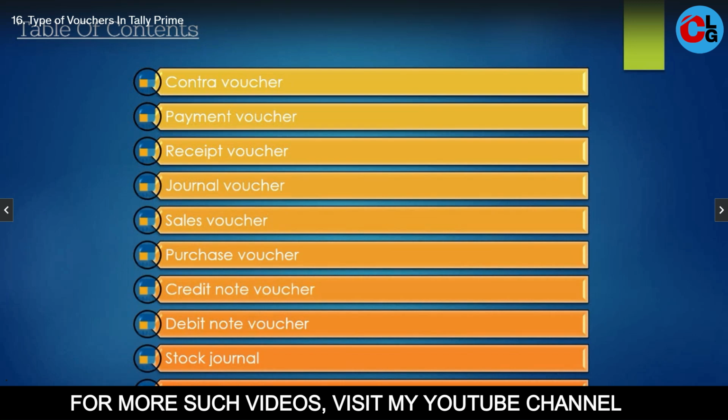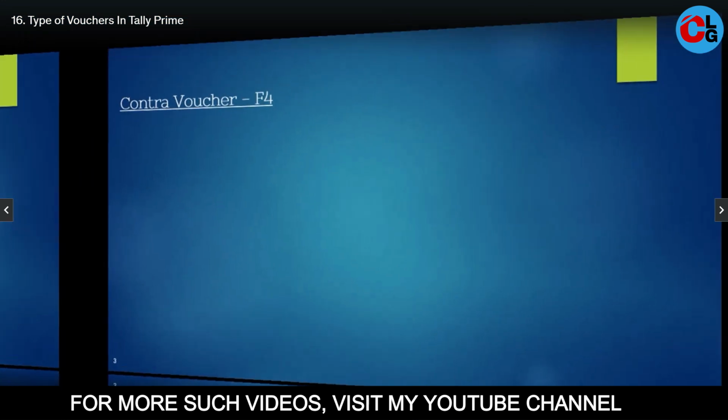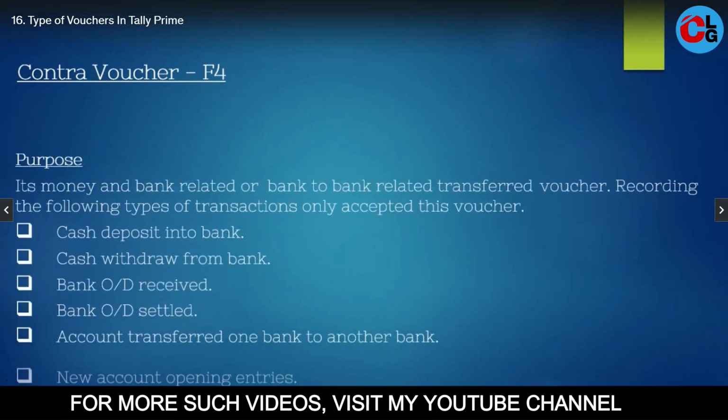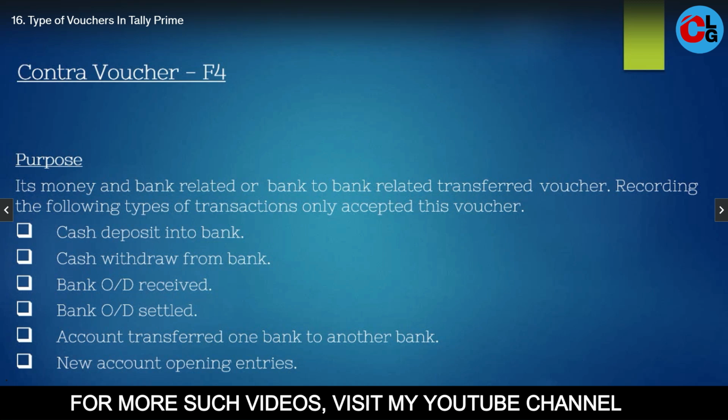So we are going to look at them. The first voucher is the Contra voucher. The Contra voucher is a money and bank related, or bank to bank related, transfer voucher. Only the following types of transactions are accepted in this voucher. It means that for money to bank or bank to bank related transfers, we use the Contra voucher.